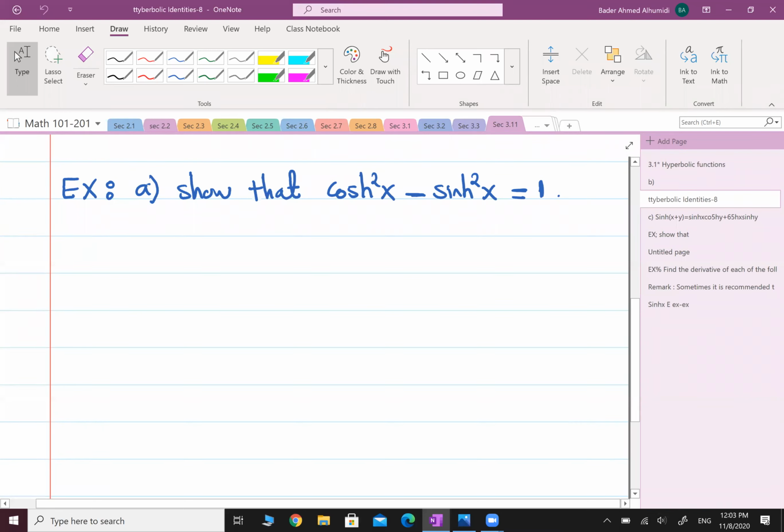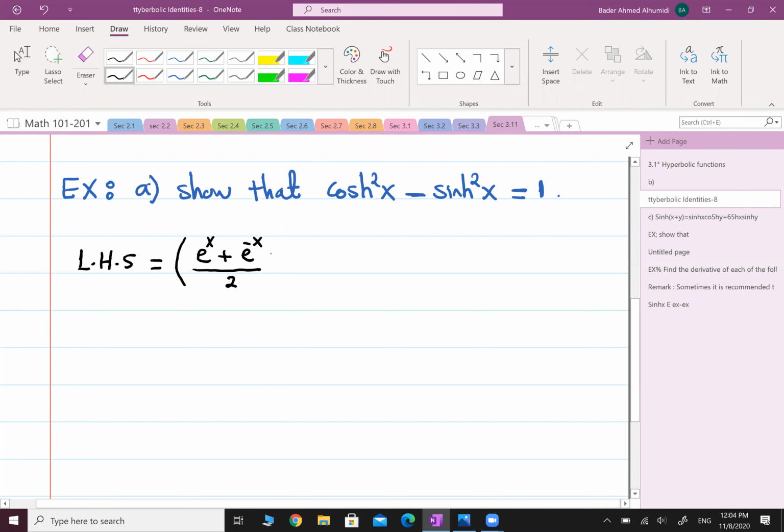For example, here I prove some of them for you. Show that cosine hyperbolic squared minus sine hyperbolic squared is equal to 1. From this, we can gain two other identities, and I will, inshallah, talk about them directly after we prove this. Of course, here the left-hand side is more complicated than the right-hand side. So for the left-hand side, I will go to the cosine hyperbolic and replace it by its definition. What is the hyperbolic cosine of x? By definition, it is e to the power x plus e to the power minus x divided by 2.